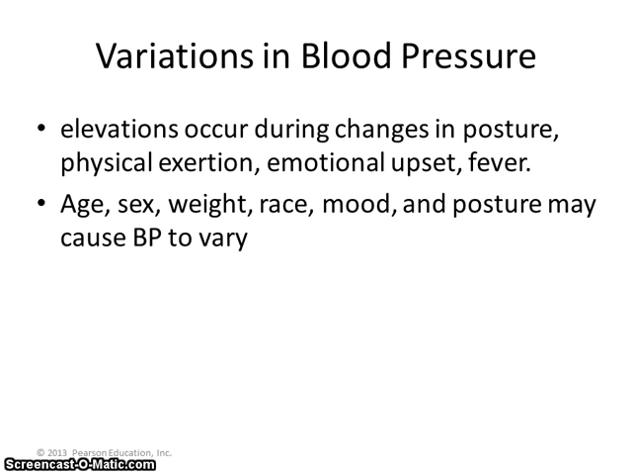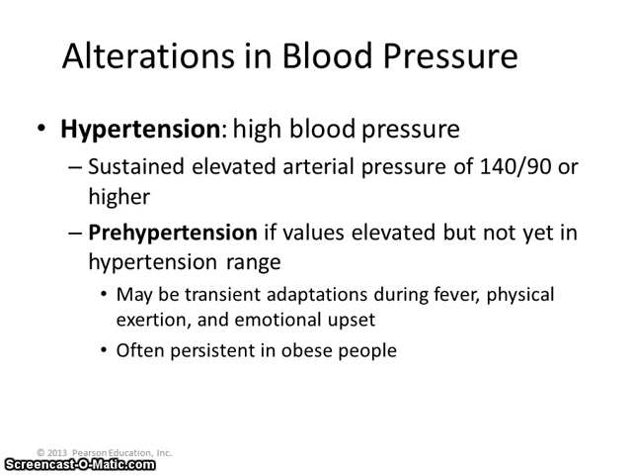When does your blood pressure change? It changes based on your posture, how much physical exertion you're doing if you're working out, also your emotion, and if you have a fever. If you have high blood pressure that's sustained 140/90 or greater, it's called hypertension. Hyper is high. High tension, high blood pressure. If you have elevated values but they're not quite that high, it's pre-hypertension.